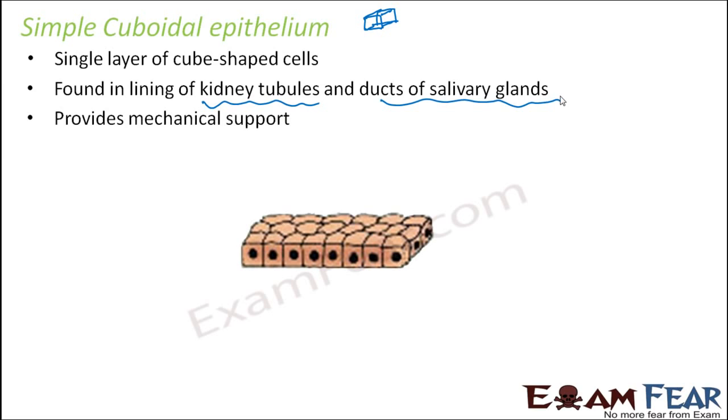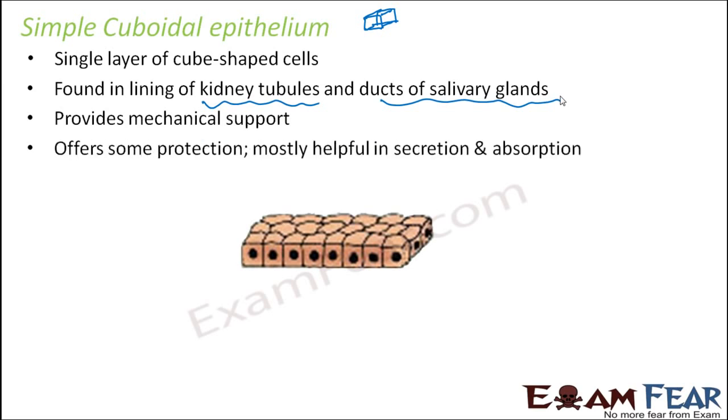So it provides mechanical support, that is one thing. It offers some protection but mostly helpful in secretion and absorption. So this is one of the most important functions which they perform. However, when you talk about protection, because generally these epithelial cells are present on the outer layer, they act as covering. So everywhere we expect a little bit of protection, but not all of them provide protection. For example, simple squamous epithelium does not provide much protection. However, this simple cuboidal epithelium provides a little better protection than simple squamous.